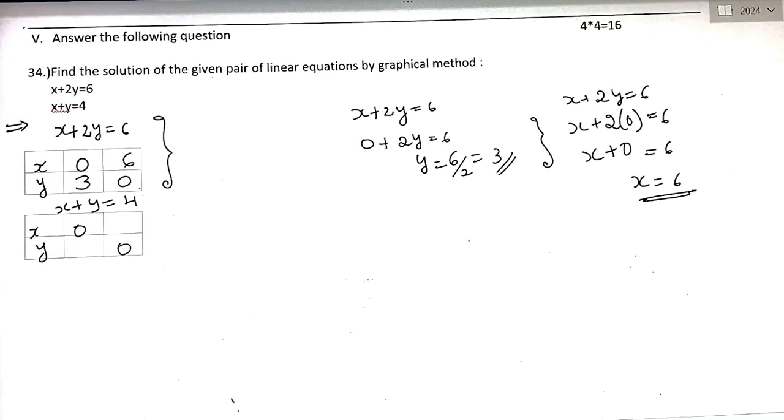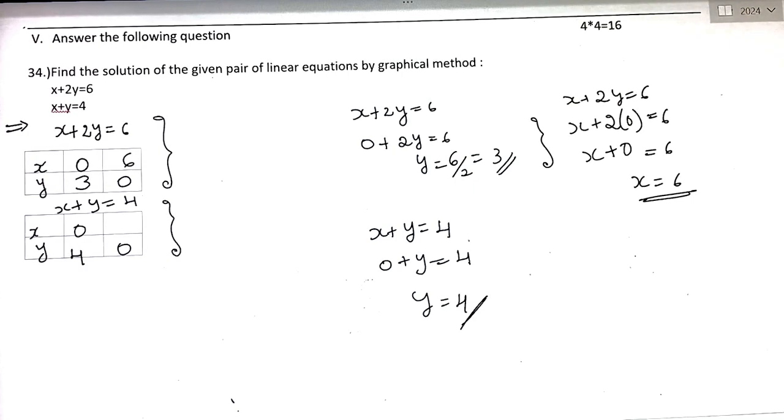The same steps we need to repeat with the second equation. In the first row we assumed x as 0. In the second row we assumed y as 0. Now for the same equation, replace the x and y values. x is 0, then y plus 0 is equal to 4. y plus 0 is nothing but y. So when x is 0, the y value is 4.